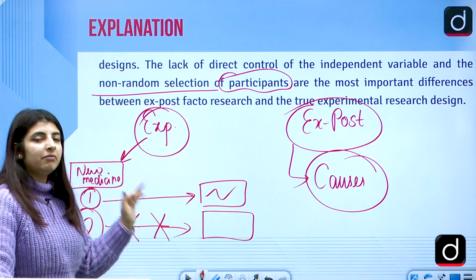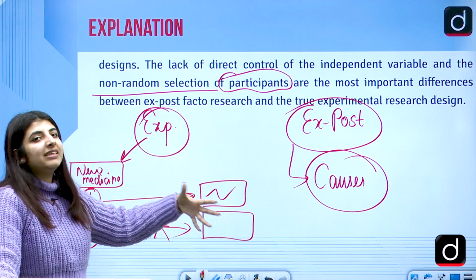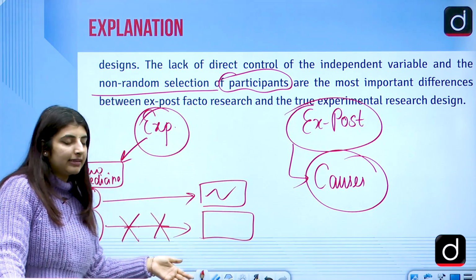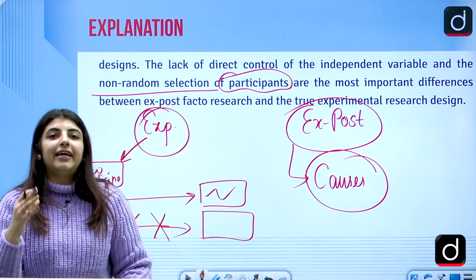Also in the experimental method, you can choose the people randomly. In the ex post facto, things have already occurred. Now you cannot change. Now you cannot randomly assign certain things, right? So this is what we had in today's video when we talk about the types of research.